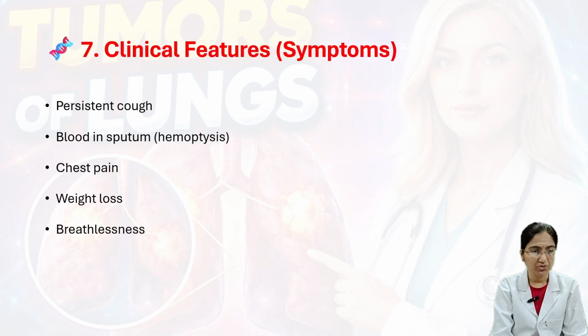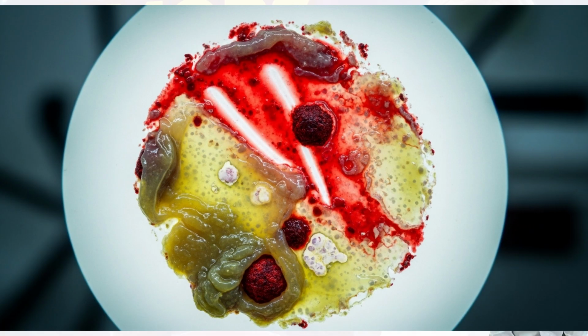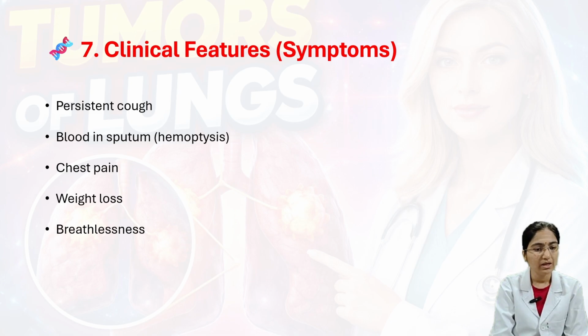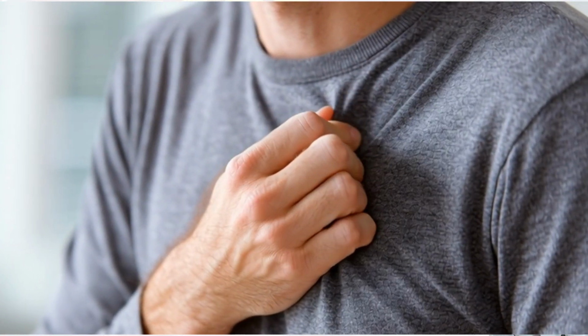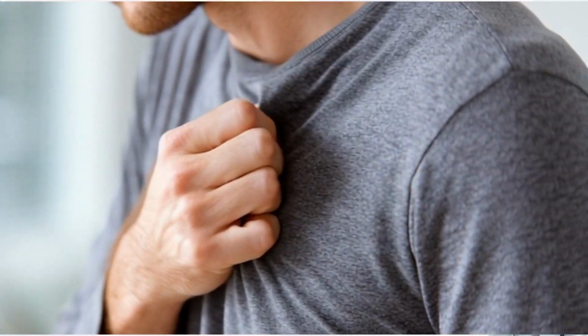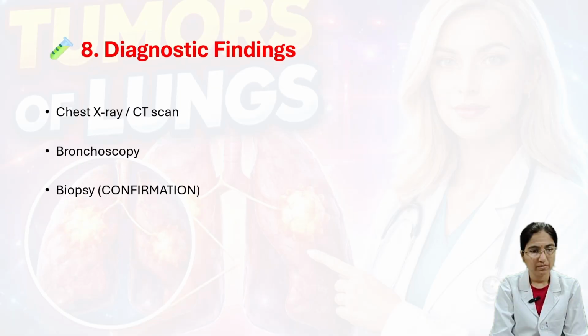Next, clinical features: persistent cough, and blood in sputum, hemoptysis, and then chest pain, weight loss, and also breathlessness. These are the clinical features of this. Next, diagnostic findings: chest X-ray or even CT scan, and then bronchoscopy, and biopsy is also performed.